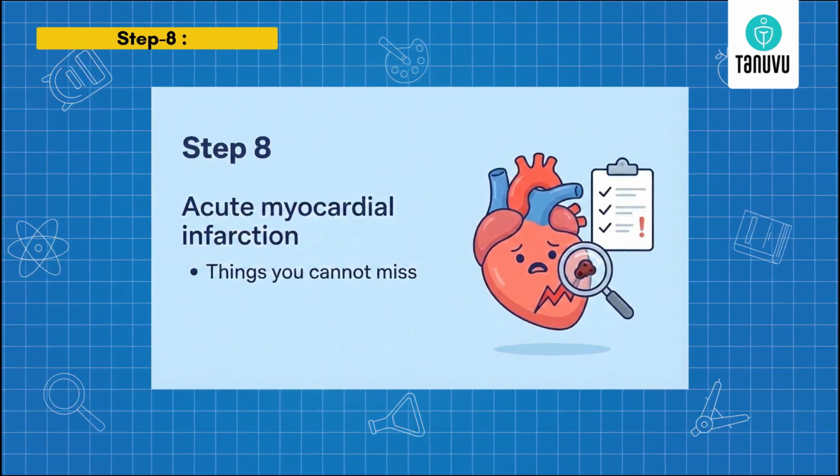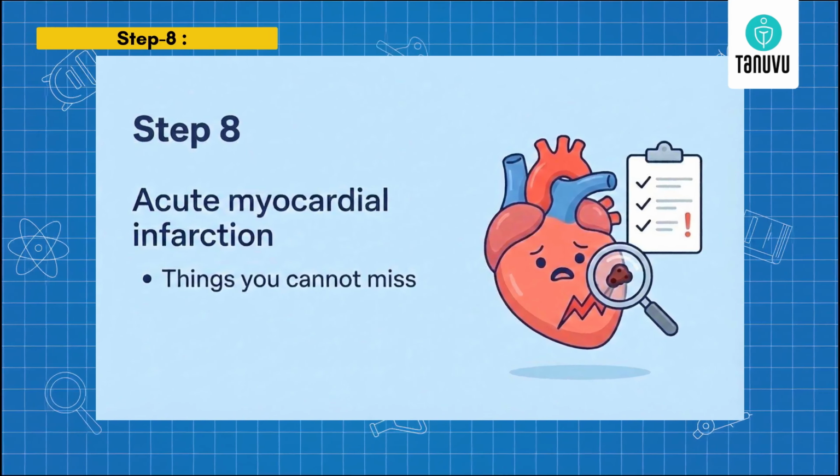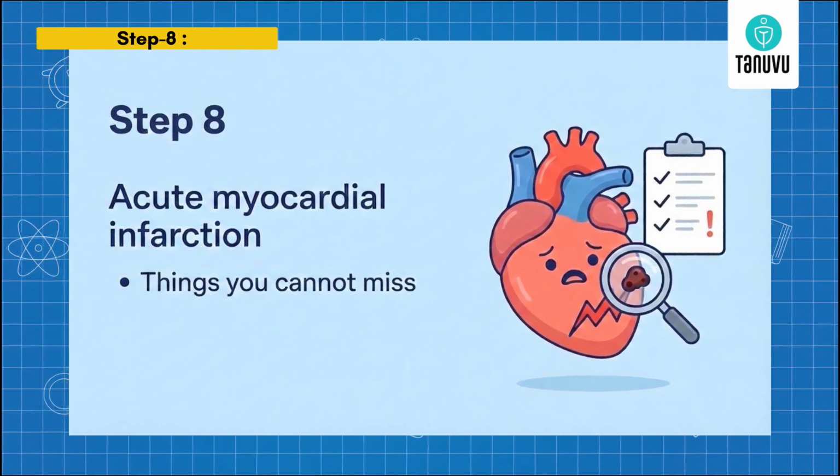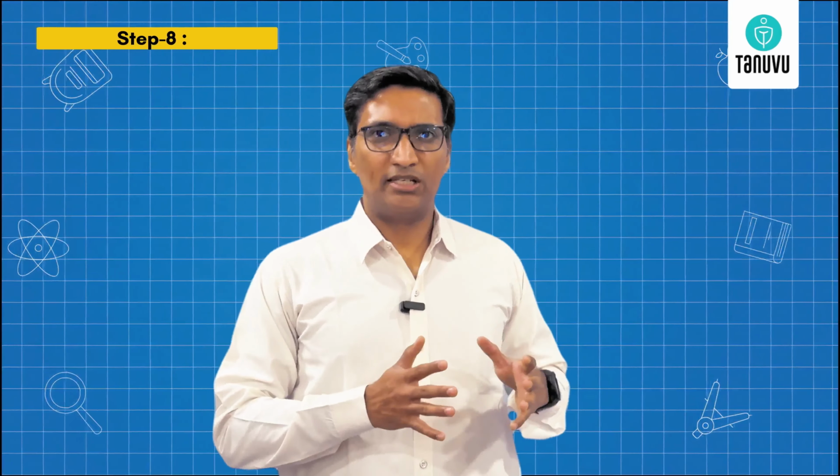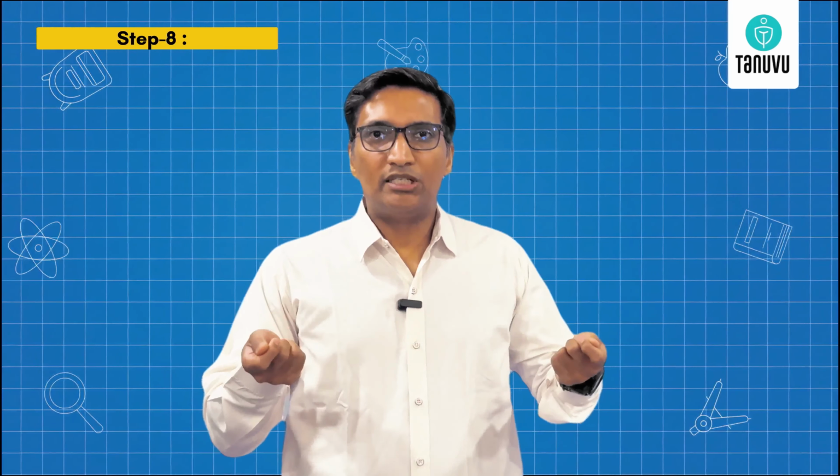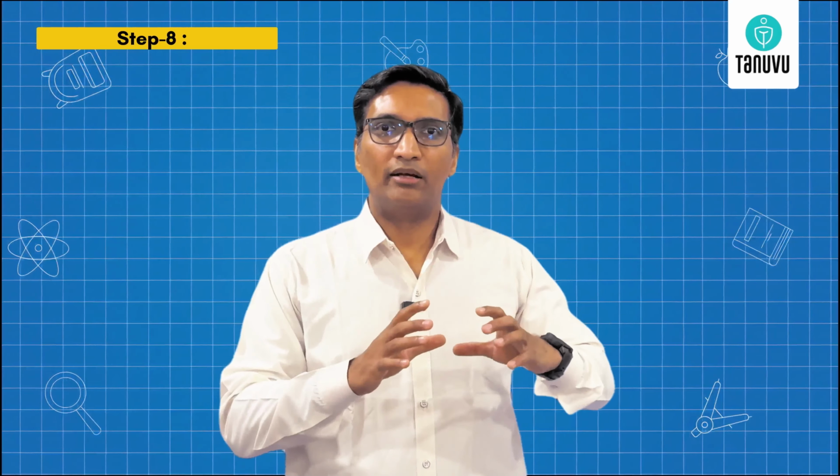Step 8 in reading ECG is to understand the ischemic changes or the acute myocardial infarction. It is a medical emergency, and looking at the ECG and picking up acute myocardial infarction is something which every MBBS student should be able to do. So let's dive deep into the ischemia of the heart.